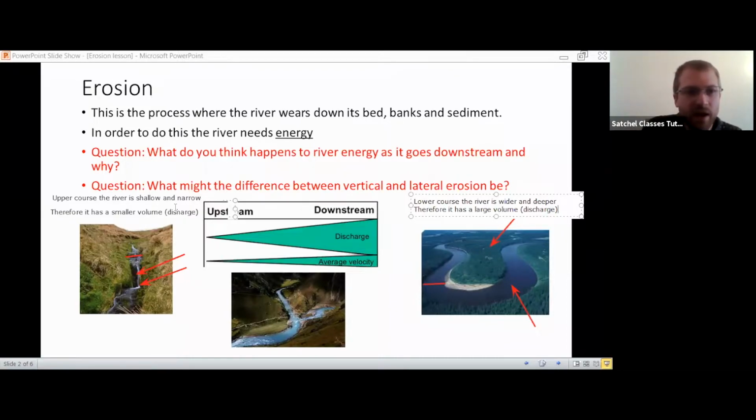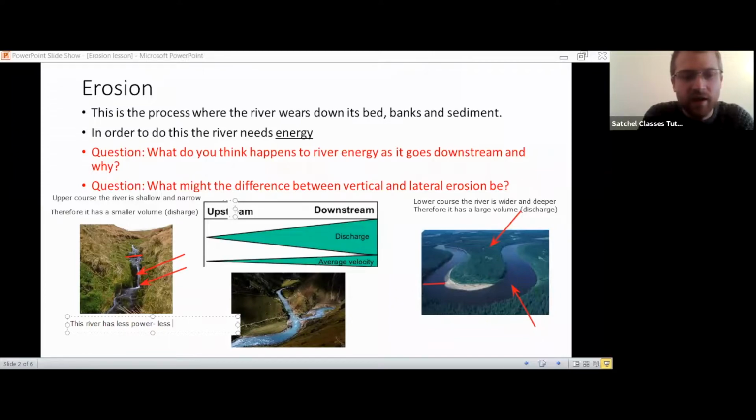Okay, now if we were to stand in either of those rivers, the upper course river wouldn't really be able to sweep us off our feet. It doesn't really have enough power to do that. Okay, so that smaller discharge shows the upper course. So this river has less power.